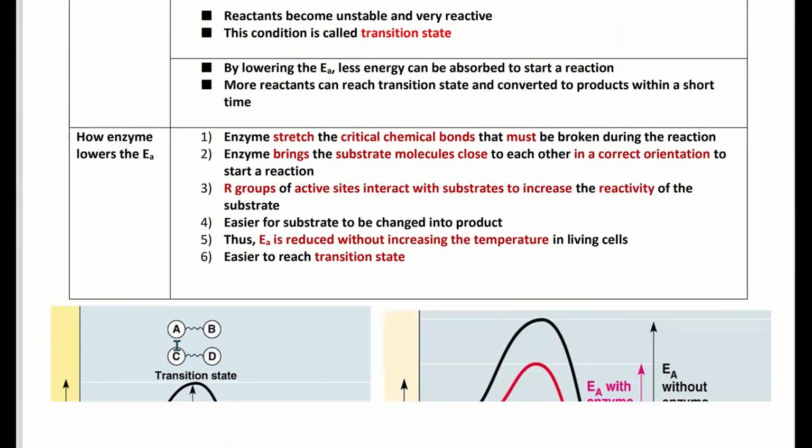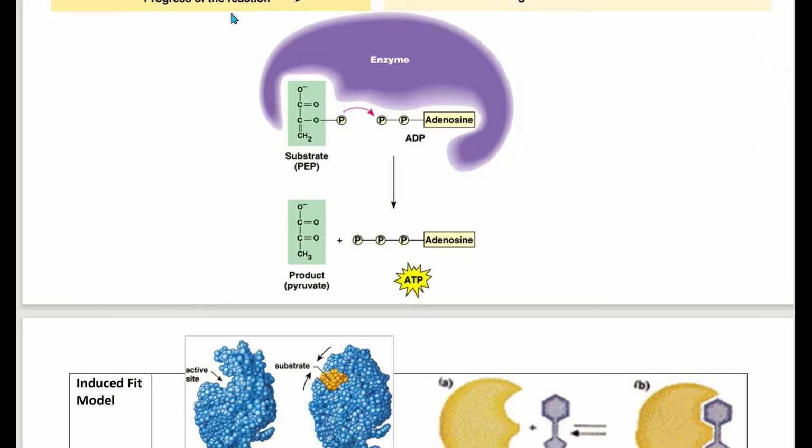So next kita tengok activation energy. So contoh kita tengok dekat gambar ni. So sekarang you ada PEP, phosphoenol pyruvate.